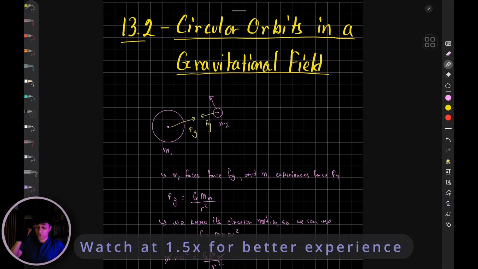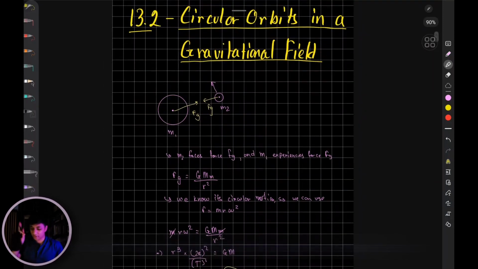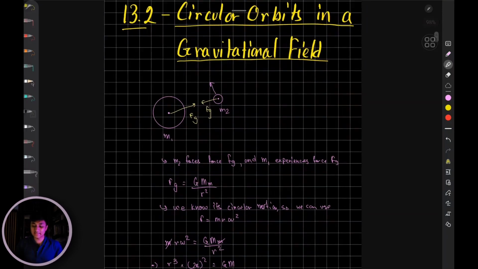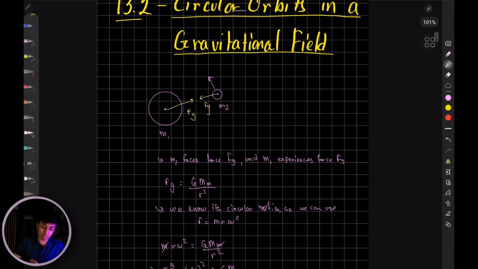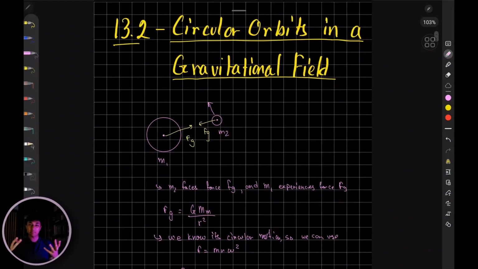So to do that, we're going to understand a bunch of things. First of all, we're going to recall that the force between two masses is going to be the exact same. So let's say M1 is going to exert force Fg on M2. M2 is also going to exert the same force Fg on M1. So the force is actually equal.